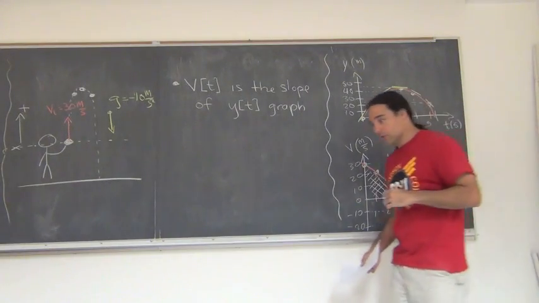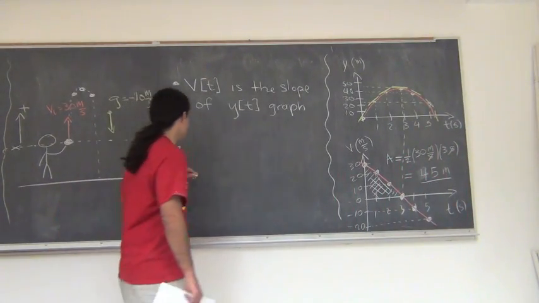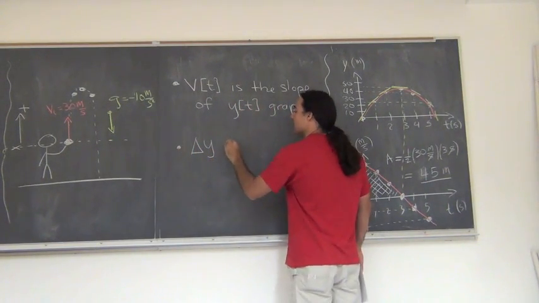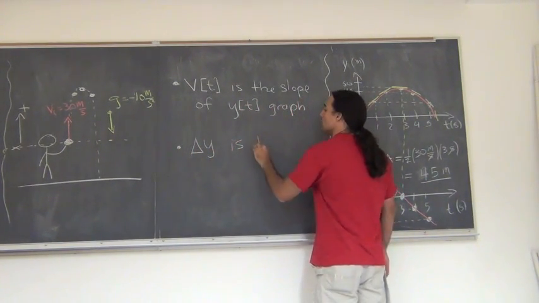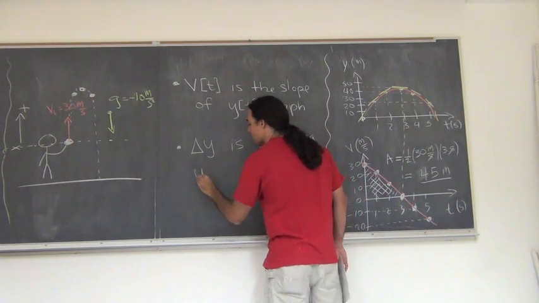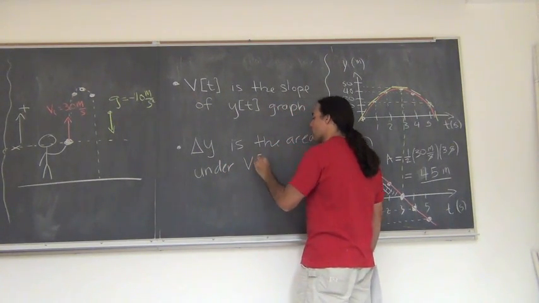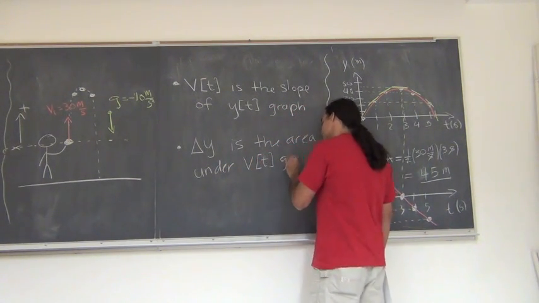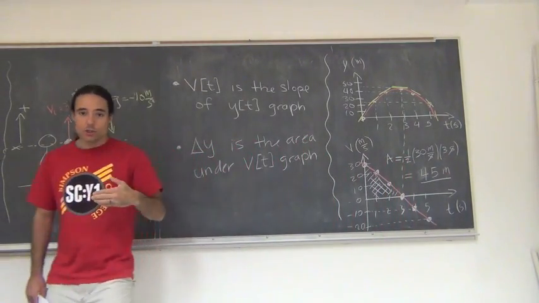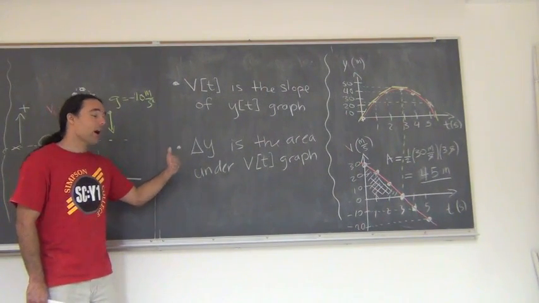So it turns out that we can go the other way. We can say that the change in the position is equal to the area under the velocity as a function of time graph. The change in the position, my displacement, is equal to the area under the graph.